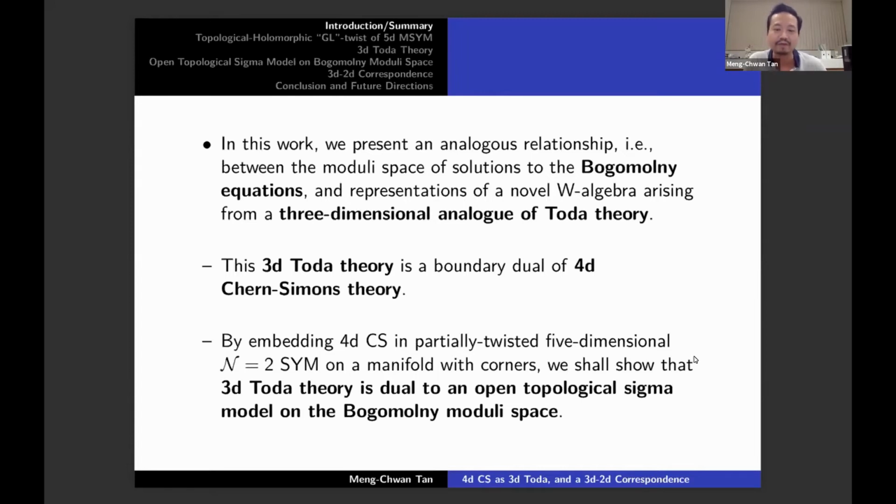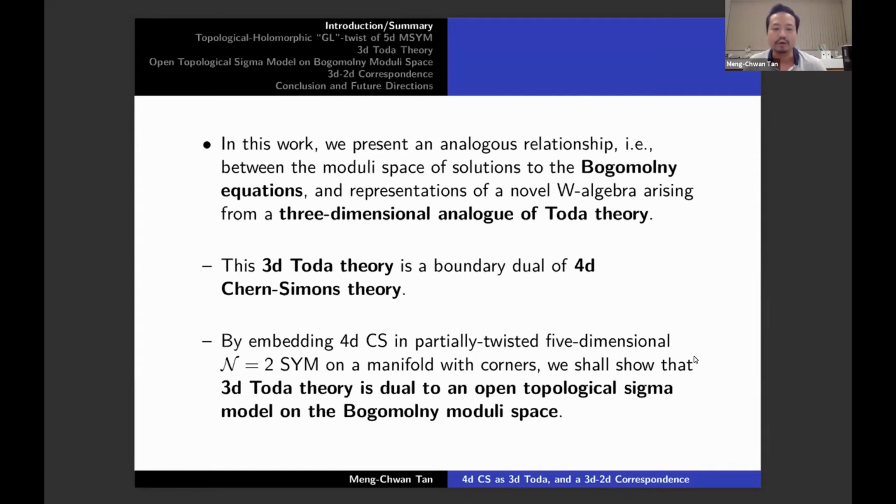So in the end, we would derive a Lagrangian that looks like the Toda theory Lagrangian, but it's valid in 3 dimensions. And as mentioned, this 3D Toda theory is a boundary dual of 4D Chern-Simons, the 4D Chern-Simons theory that Costello, Yamazaki, and Witten have been studying for the past 2 years. We would define them on a 4-manifold with boundary, and we can show that if we start from a master theory in 5 dimensions, we would be able to get this 3D Toda theory at the boundary of 4D Chern-Simons.